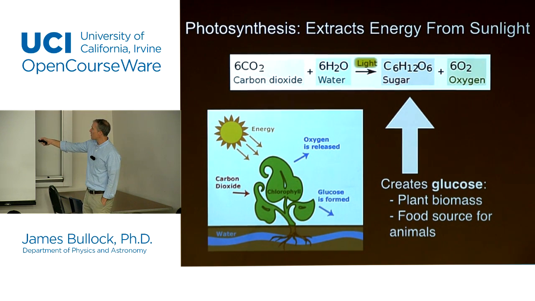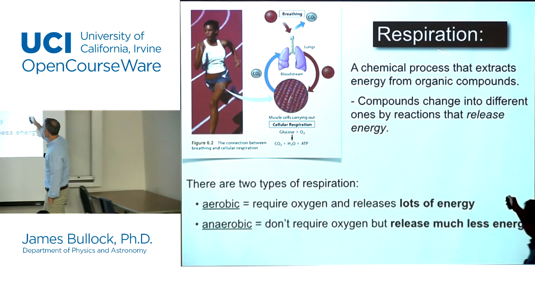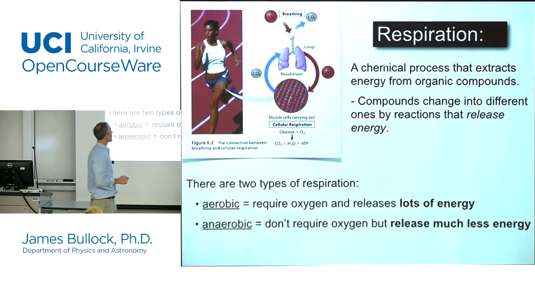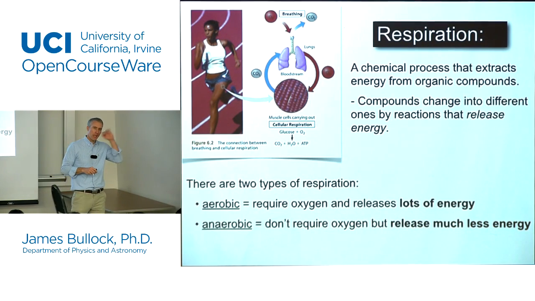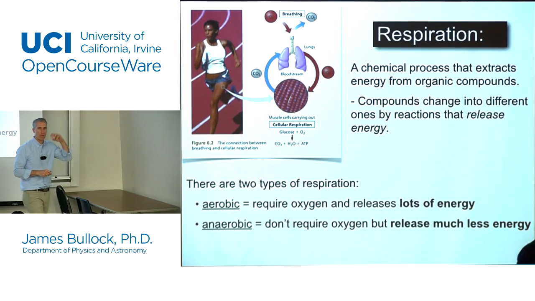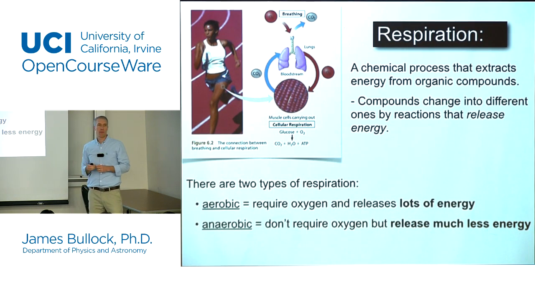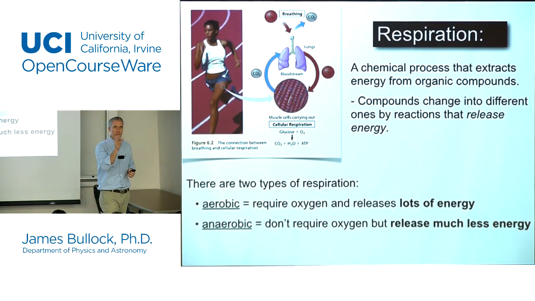So photosynthesis is doing this: taking carbon dioxide and water, adding energy, making sugar and oxygen. This oxygen is the waste product, but it's the thing that allows animal respiration. Now let's talk a bit more about respiration. What is respiration? Respiration is a chemical process that allows you to extract energy from organic compounds. Organic compounds basically just means they're made of carbon. What happens is you have some kind of compound, say some kind of sugar, that changes into some other kind of compound. When that transition happens, it releases some energy, and that energy is what powers the cell.